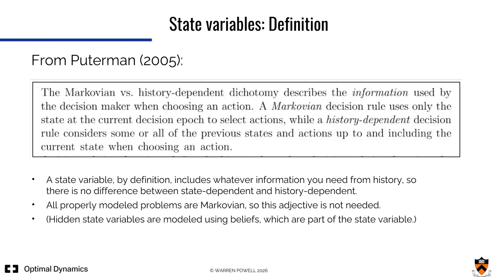I'm sorry, but this whole statement makes absolutely no sense when you use the definition that both I use and the one used by the two control books. A state variable, by definition, includes whatever information you need from history. So there is no difference between state-dependent and history-dependent. In fact, you don't even need the word Markov, because all properly modeled problems are Markovian by construction. So you don't even need this adjective.